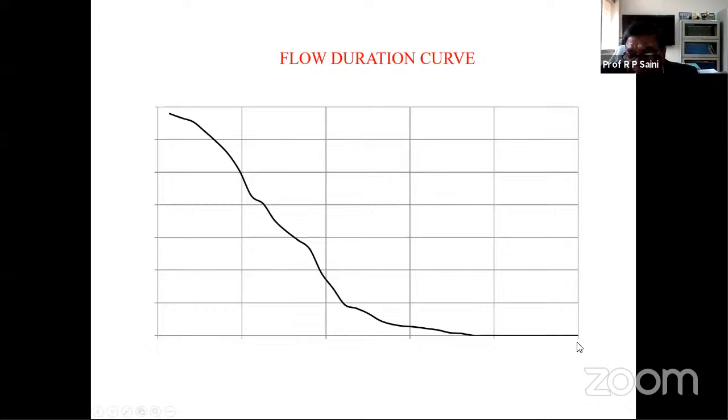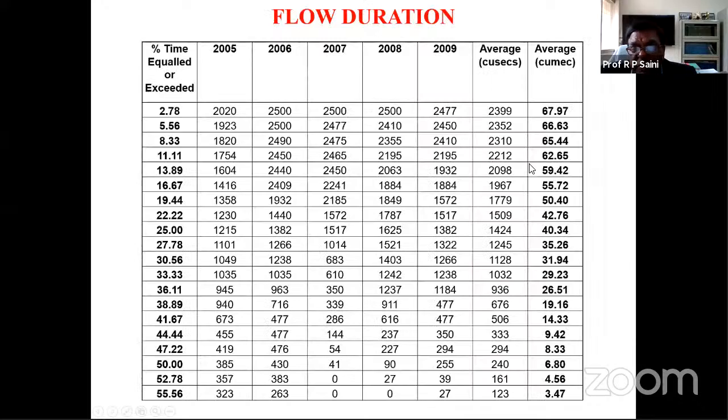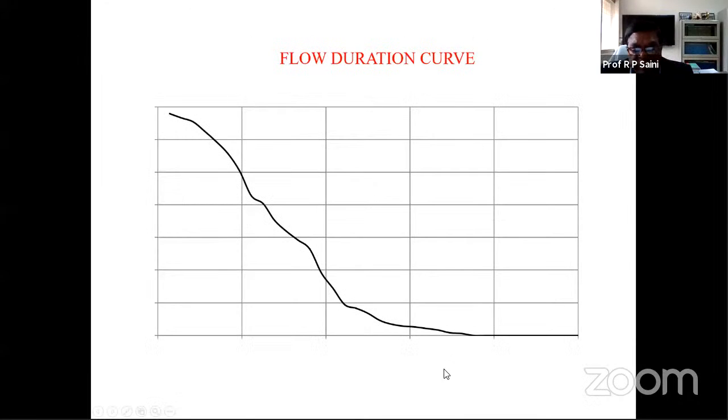That means here this is 100%. 100% time means 365 days, and this is 0. And here this is the value. Now, based on experience, if you ask me what percentage of time I should fix the plant capacity to determine the discharge, I can say nowadays even up to 40%, minimum 40% duration we can fix the plant capacity.